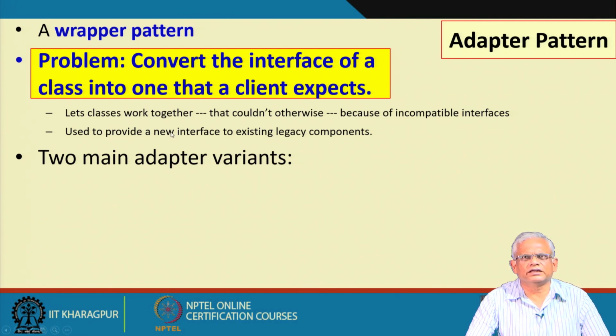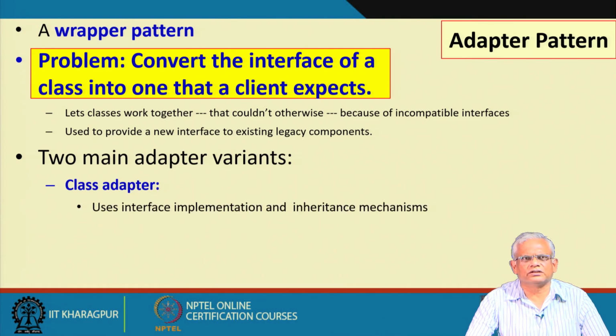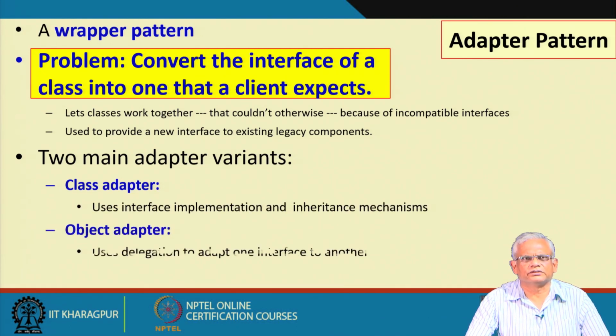If we look at the nitty-gritty of the adapter pattern, we will see that there are two variants of the adapter pattern. We will discuss both the variants. One is called the class adapter, and the other is called the object adapter. In the class adapter, the main mechanisms used are inheritance and interface implementation.